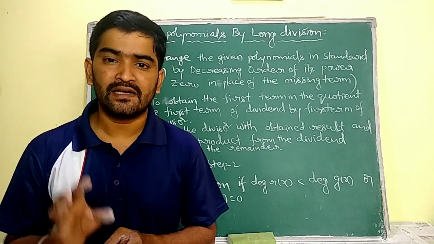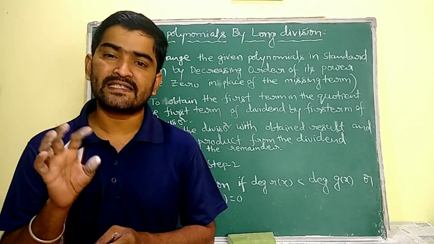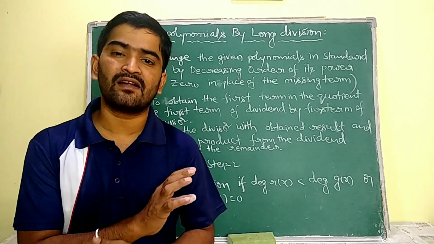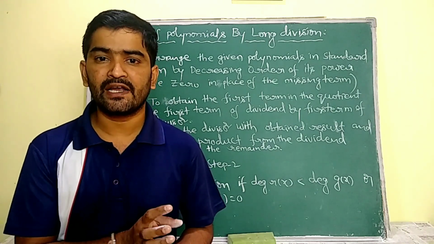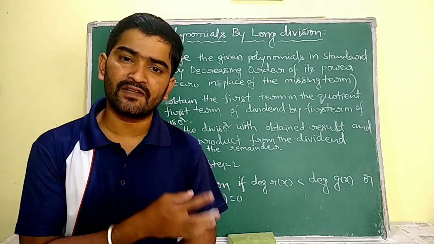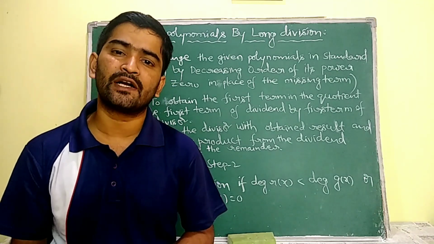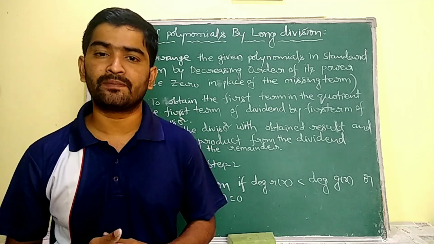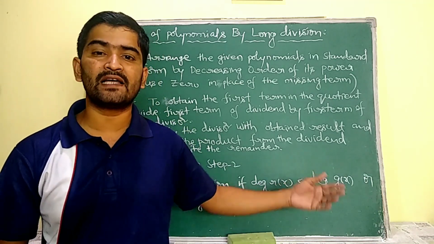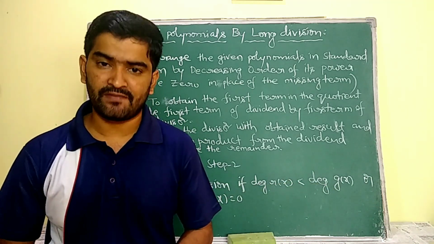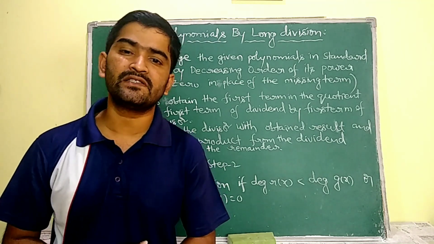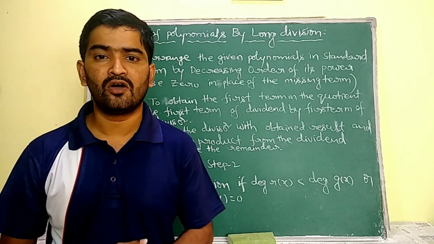This remainder, we have to check whether its degree is less than the divisor or not. If it is less than the degree of the divisor, then we have to stop the division process. Else we have to continue this procedure till the degree of r of x is less than degree of g of x, or the degree of r of x is 0. That is constant.